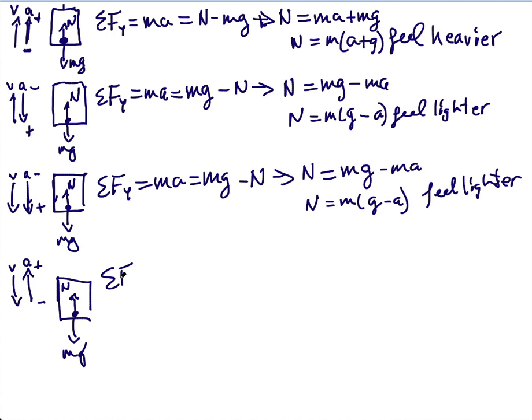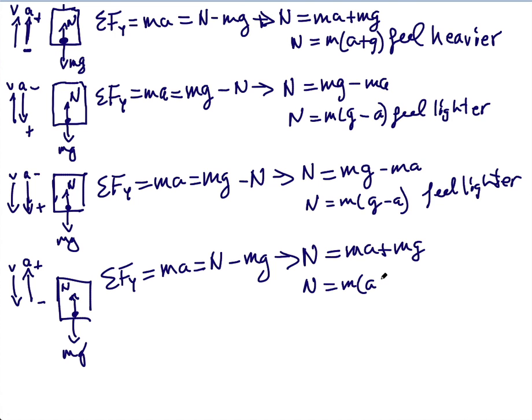So the sum of the forces in the y direction is one more time ma. But the acceleration is up this time. So that's normal minus mg, where normal is up, mg is down. I'm solving for the normal force because that's what I feel. And I'm going to move mg to the other side and I get ma plus mg, and normal equals m times a plus g. Again, it doesn't matter which one of these you write first.